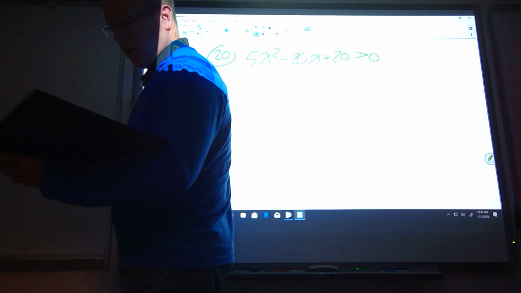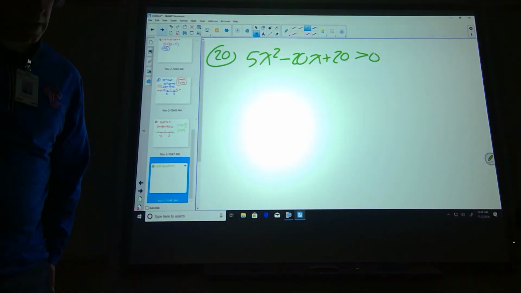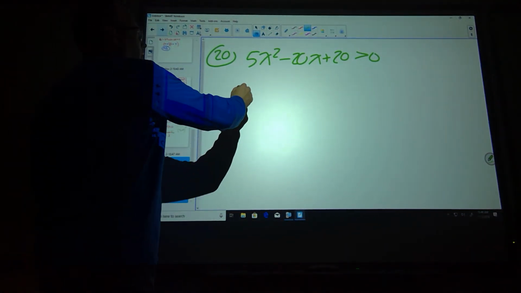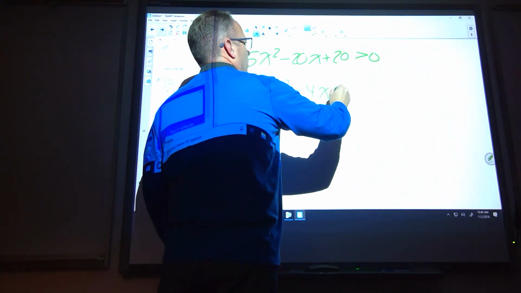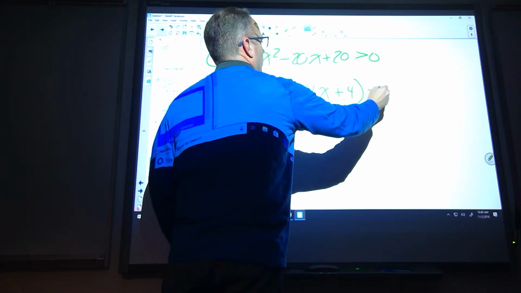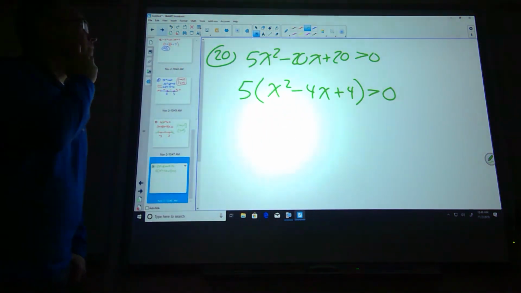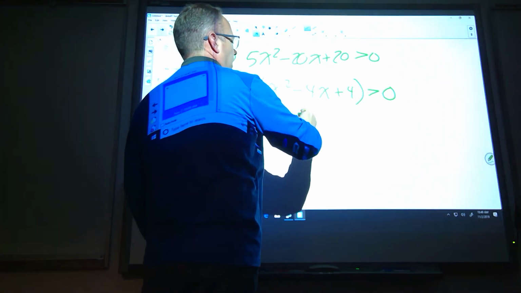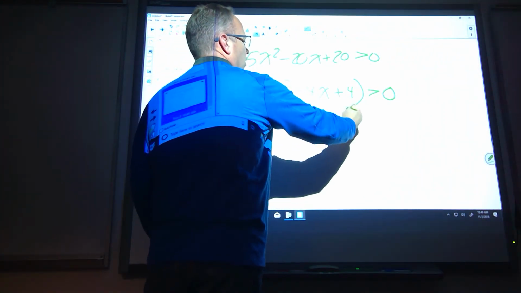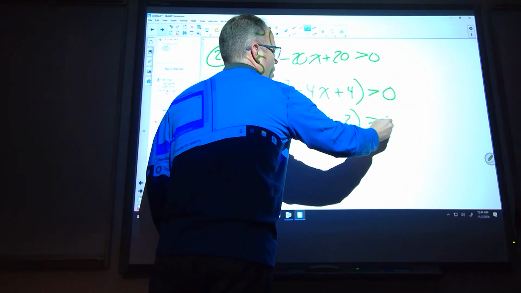All right. The first thing I'm going to do on this is factor a 5 out. Is that okay? This is now a perfect square. Perfect square, so x minus 2, x minus 2 is greater than 0.